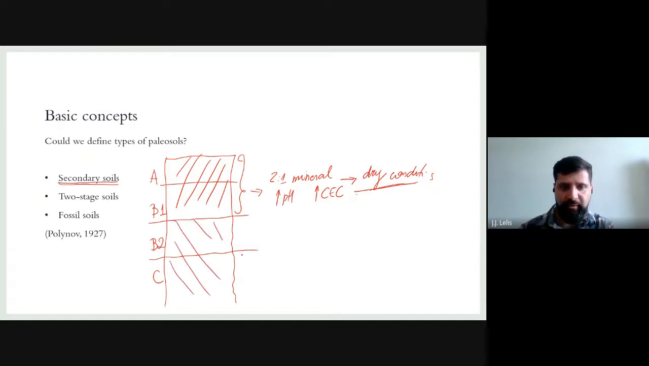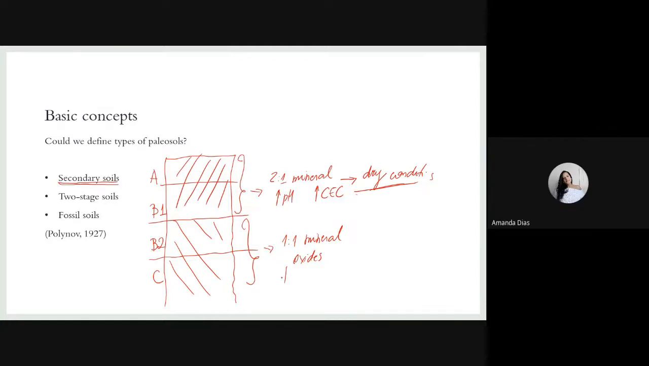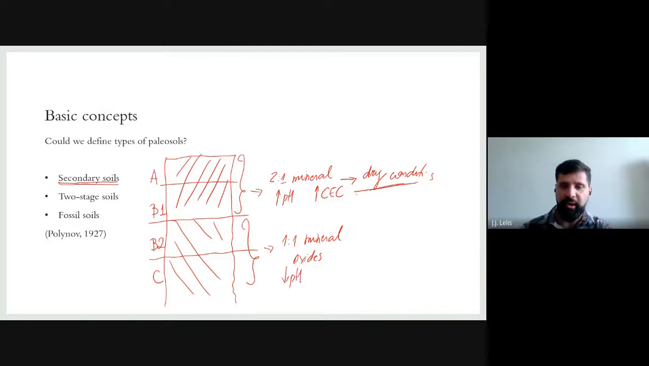these other horizons have other properties, something like 1-to-1 minerals and oxides. So I identify goethite, hematite, kaolinite, halloysite. They have an acidic pH, a low pH. They have a low cation exchange capacity. And I can understand that these horizons are formed in wet and tropical conditions.